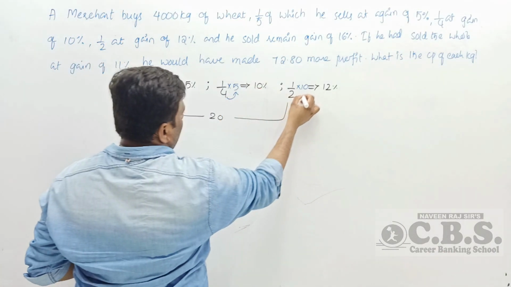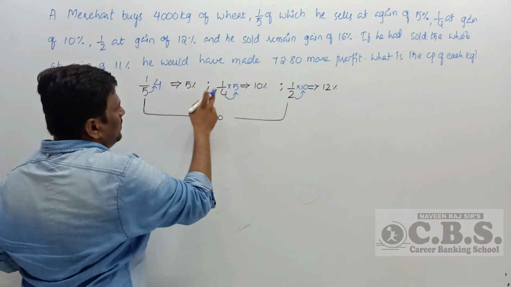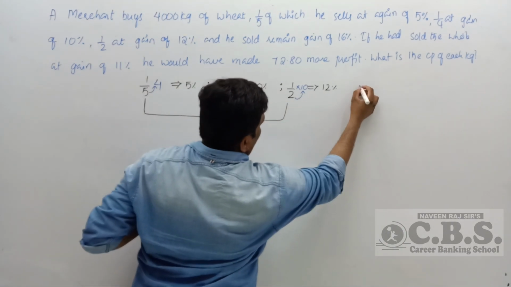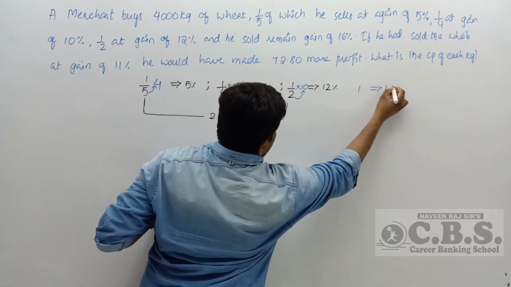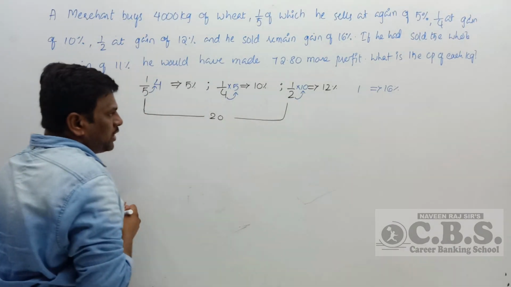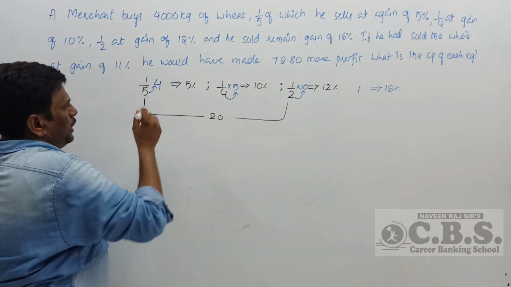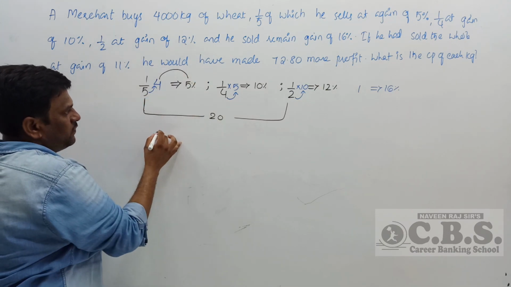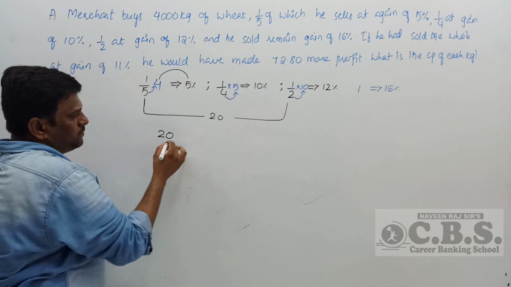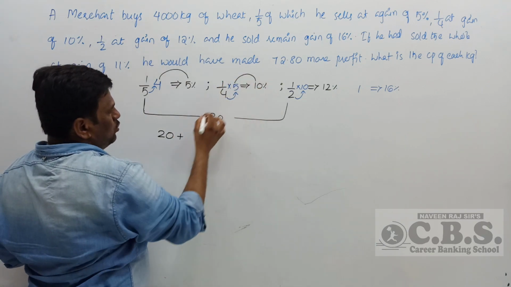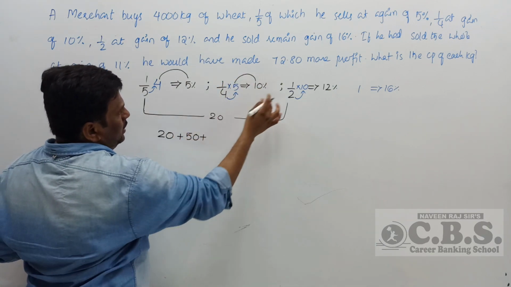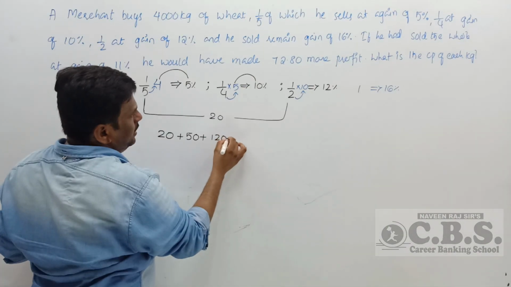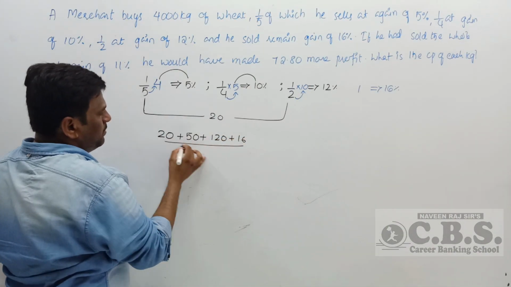Okay, so you can do the multiplication of these. 4 plus 5 is 9, 9 plus 10 is 19. How much is left? One article is left. It is at a profit of 16%. Okay, so therefore I do the calculation. 4 articles at 5% each means 4 5s are 20. And 5 10s are how much? 50. And 10 12s are how much? 120. And it is 16 divided by 20.